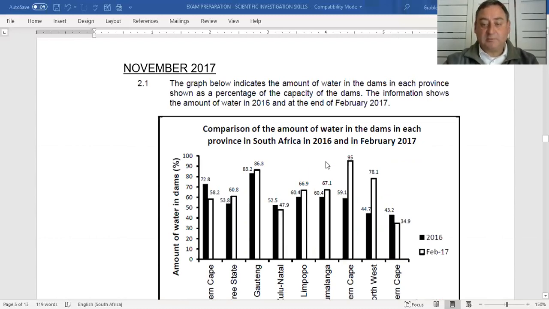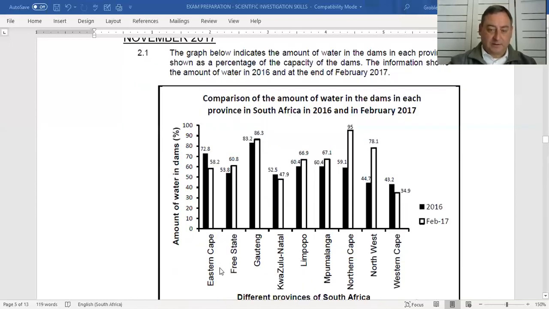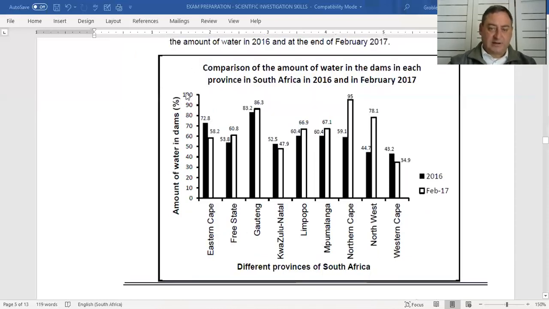Let's look at 2017, once again a graph, and let's see what story this graph is telling us. Let's read. The graph below indicates the amount of water in dams in each province, shown as a percentage of their maximum in these dams. The information shows the amount of water in 2016 in dark, and then by the end of February in 2017, shown there with a blank little bar. So what does this tell me? I've got different provinces of our country, and I've got here how full the dams were.